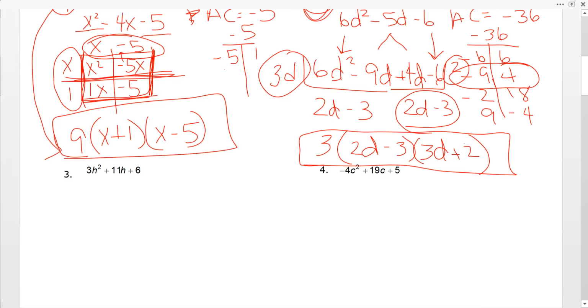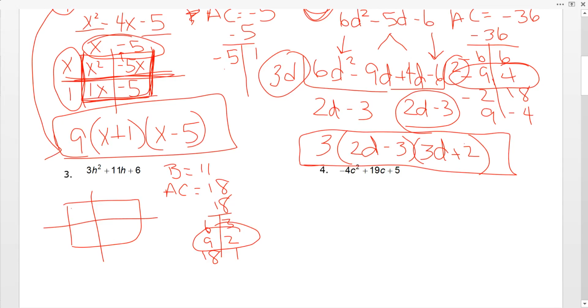All right, no common factor, no greatest common factor. Sum is 11. Product is 18. Factors of 18 are 6 and 3, 9 and 2, 18 and 1. That's all there is. So my magic number is 9 and 2 because that adds up to 11. I'm going to make my box. 3h squared goes in the top left. 6 goes in the bottom right. And my other two boxes, I'm going to have 9h and 2h, which are my magic numbers.